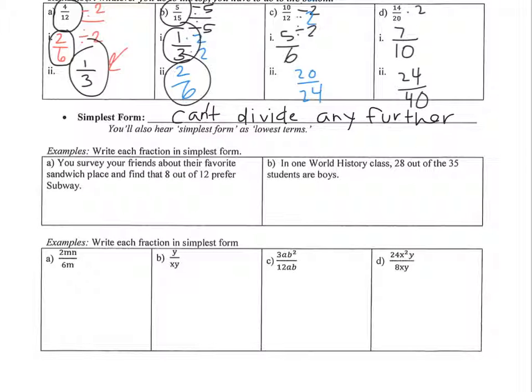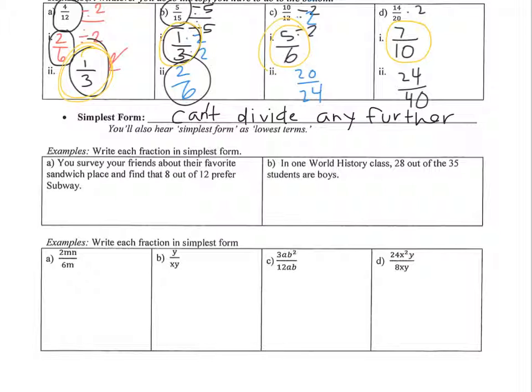So I'm going to go up here and highlight the ones that are in simplest form. 1/3 is in simplest form because you can't divide 1 and 3 anymore. There's no numbers that go into 1 and 3. Same thing with 1/3 right here. There are no other numbers that go into 1 and 3. 5/6: there's not another number that goes into 5 and 6, so it's reduced. 7/10: there's not another number that divides into 7 and 10. And then here, you write each in simplest form.